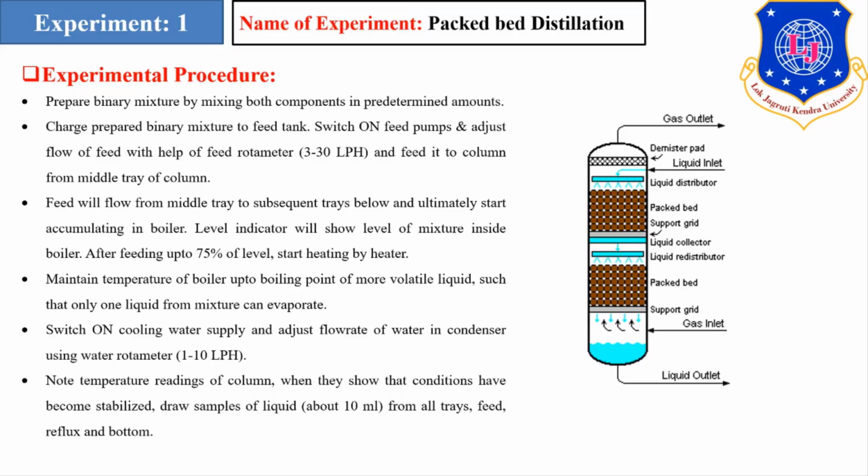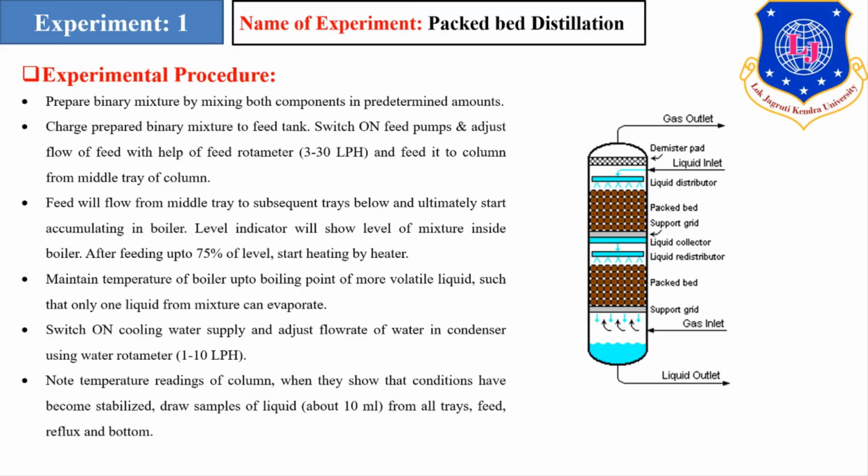After 75% level within the reboiler, we have to start heating. Then we have to maintain the temperature of the boiler up to the boiling point of the more volatile liquid, that is methanol, which has a boiling point of around 60 to 65 degrees Celsius, so that only one component, that is methanol, can evaporate. Now after that, we have to switch on the cooling water supply system, and adjust the flow rate of water in the condenser by using a water rotameter.